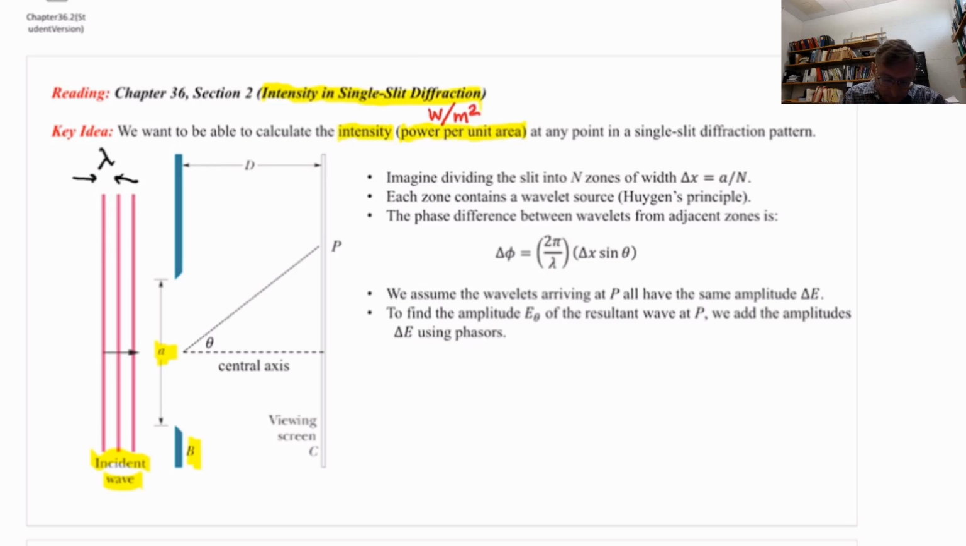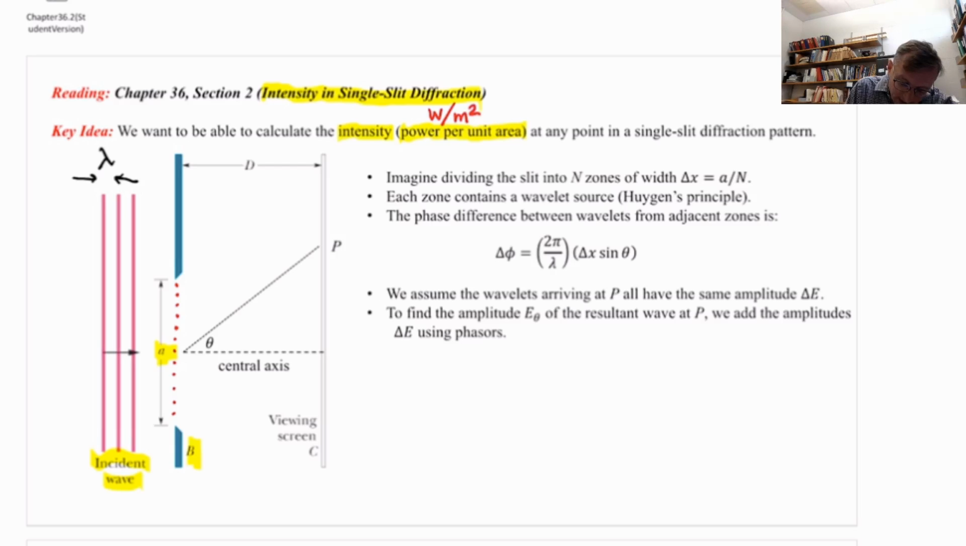Okay, here's what we're going to do. We're going to imagine dividing the slit width a into capital N zones or regions, each of width delta x, which would then be a over capital N. And I'll just sketch roughly the center of each zone. So these dots represent the centers, spaced more or less equally, of these capital N zones, where capital N is just some reasonably large number. Okay?